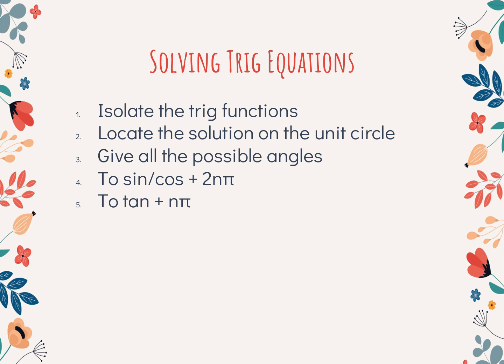So the steps that you would have to take, they list them here. Again, we don't always look at these things first, but isolate the trig function, so get the trig function by itself. Locate the solution on a unit circle. So once you solve it and get a solution, you try to find that on the unit circle, and then you try to identify all the possible angles that give you that value. And again, this is much simpler when we actually do it in practice.